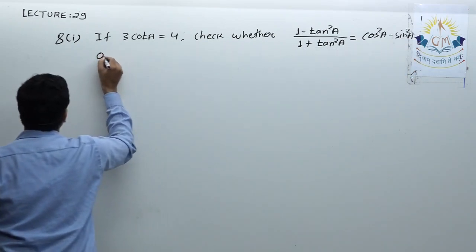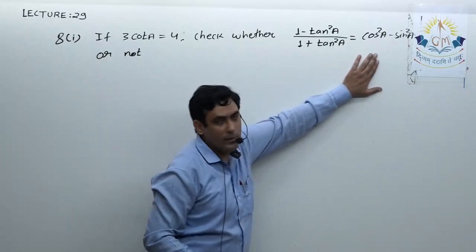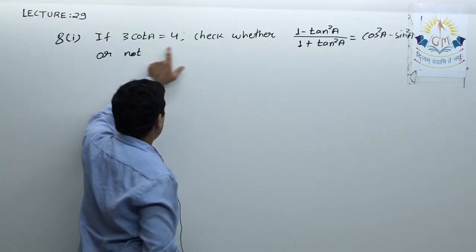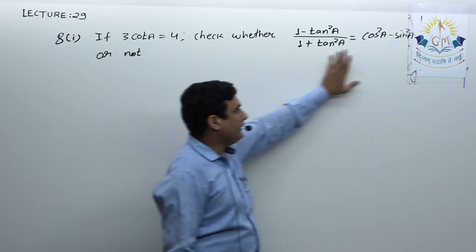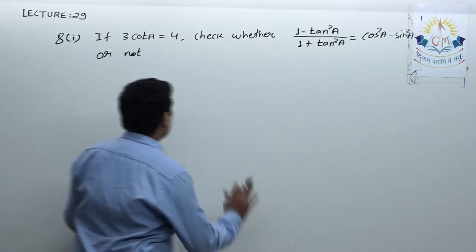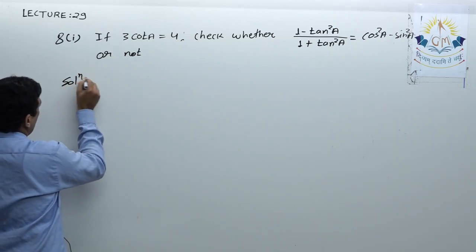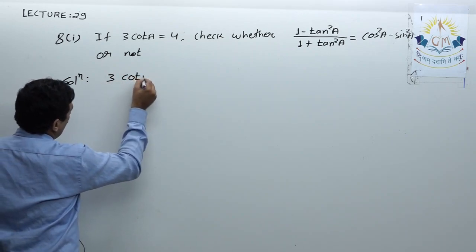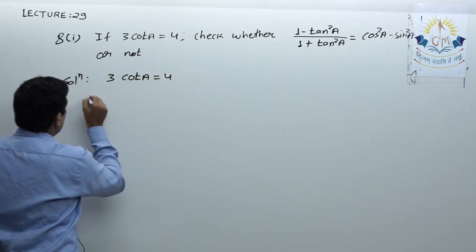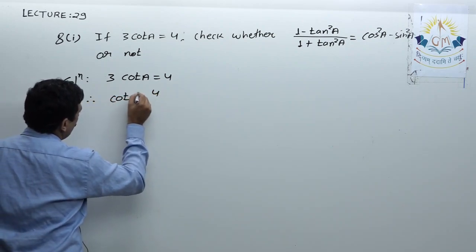That means simply we have to check whether these two expressions are the same or not, if cot A is equal to 4 by 3. So first we do this one, then we check this one. We have to check these two individually, whether they get the same values or not. So solution: we have 3 cot A is equal to 4, then cot A is equal to 4 by 3.